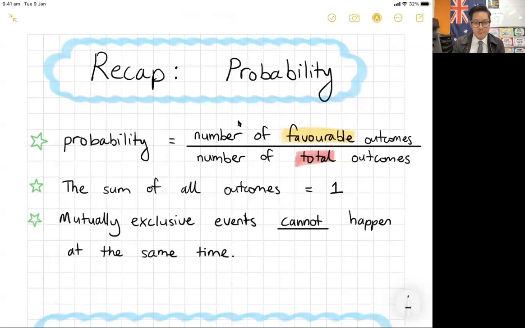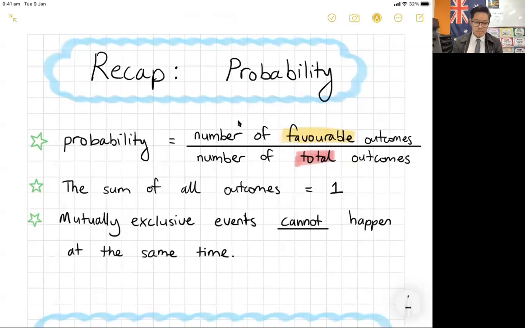We're going to start off with a quick recap, just to make sure that we're all up to date, all up to speed. There's probably three main things that you need to remember. The first one is probability. Remember, it's your formula that you're always going to have every time: the number of favorable outcomes divided by the number of total outcomes. The other thing we should hopefully remember is the sum of all outcomes. If we add them all together, they should always equal 1.